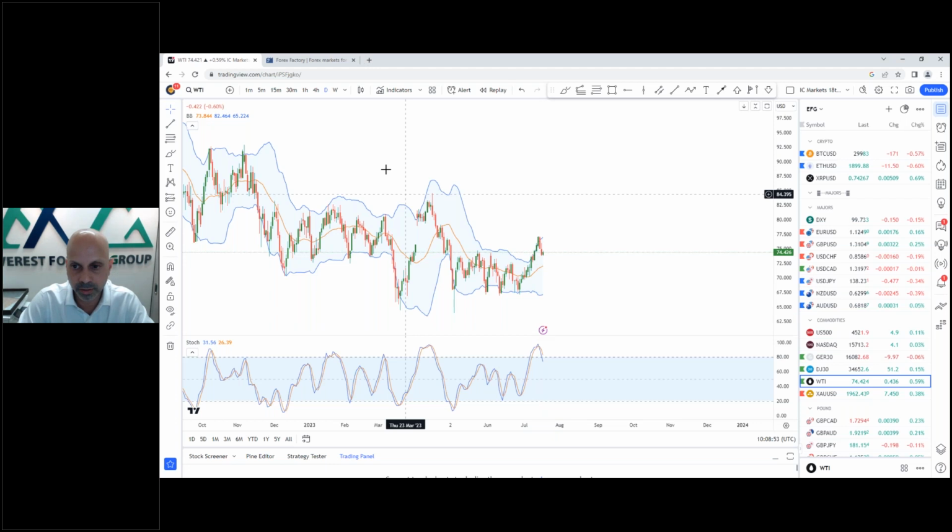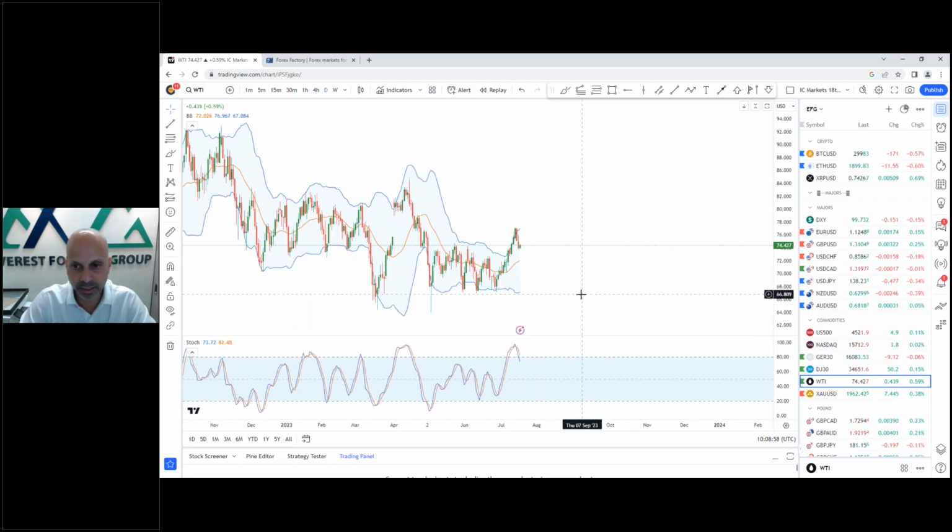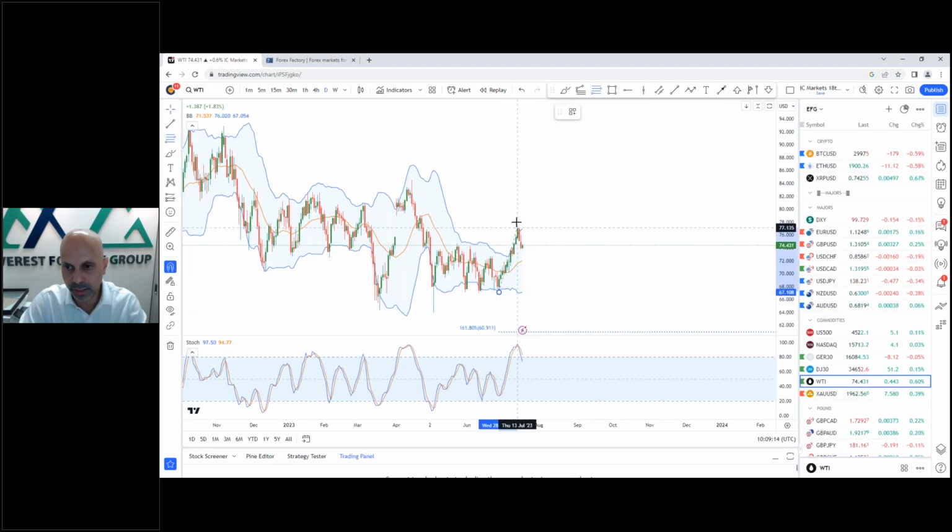So let's just zoom into the 4-hour time frame. And you can also use Fibonacci as well, right? I just used Bollinger Bands and stochastic, but we can also use Fibonacci. In this case, we have a nice move up here, from this swing low on the 28th of June to the swing high on the 13th of July.